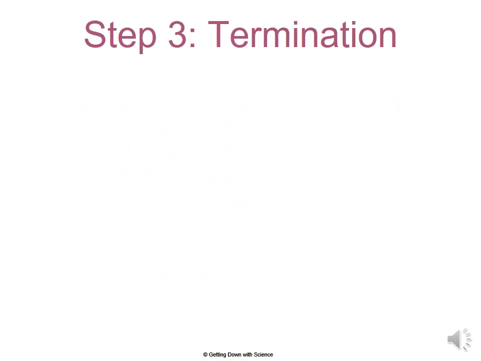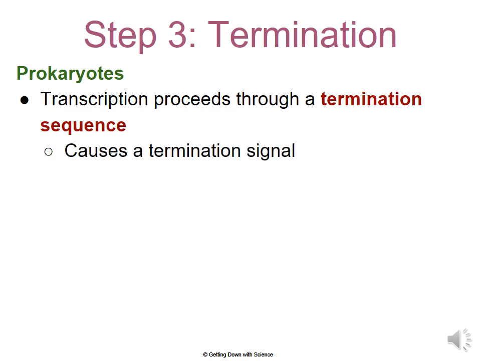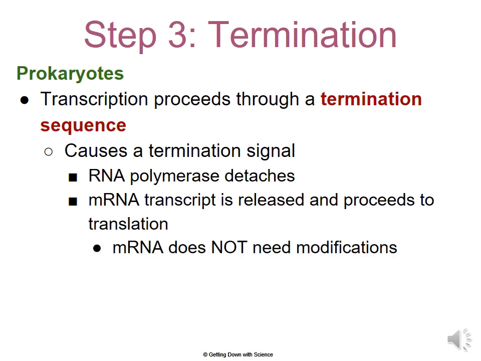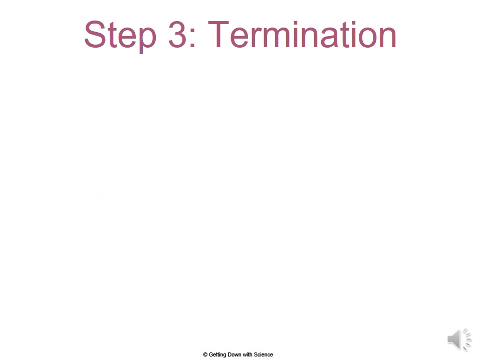And then ultimately we reach the end of the gene that we're trying to transcribe. So in prokaryotes, transcription proceeds through a termination sequence. There's some sort of sequence specifically on that gene that causes it to terminate. We get a termination signal. The RNA polymerase will detach. The messenger RNA transcript is released, and it's going to head off to be translated. It doesn't need any modifications. We don't have to do anything but send it off to translate.